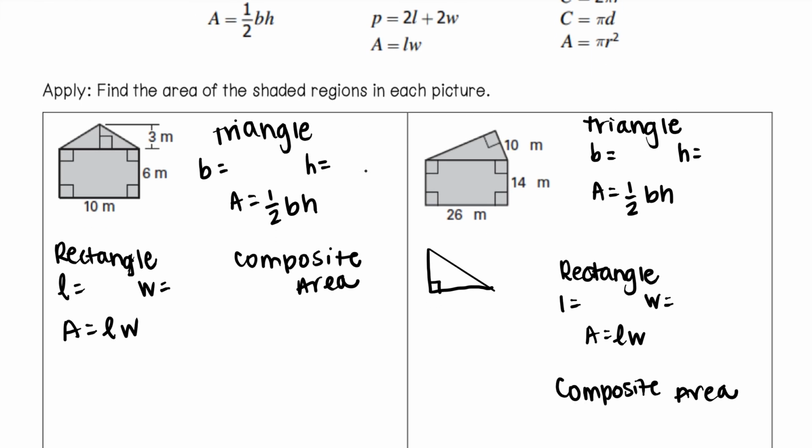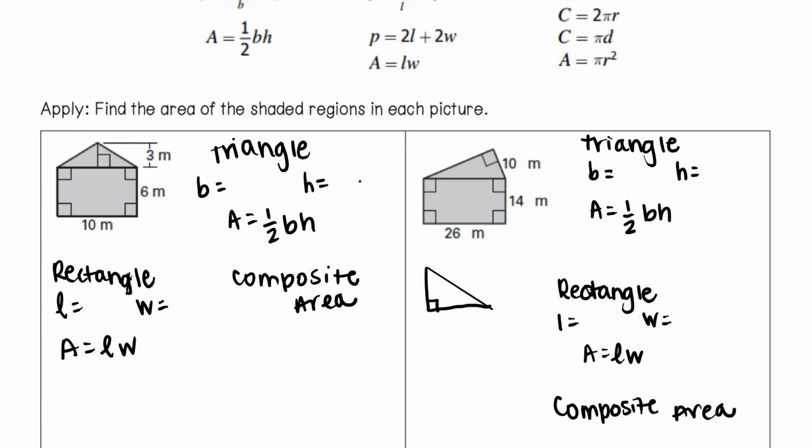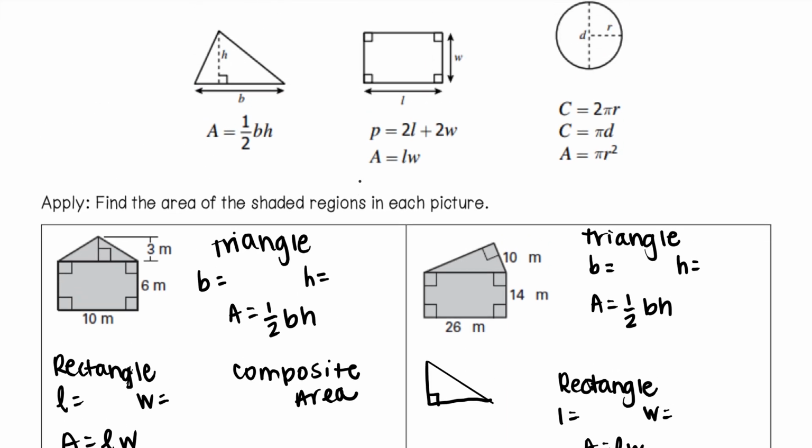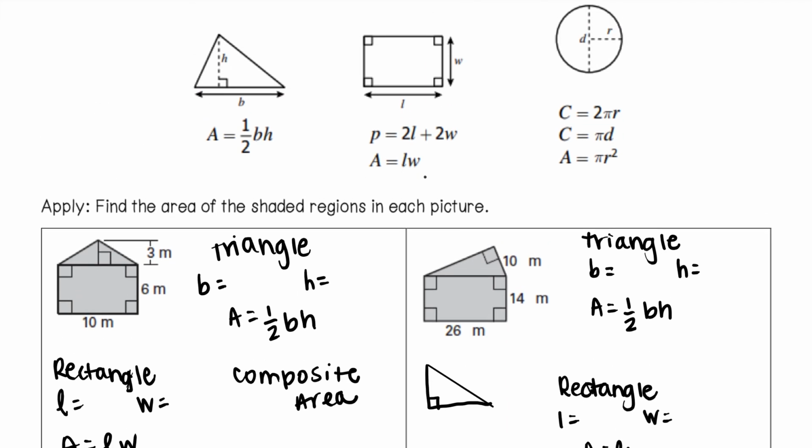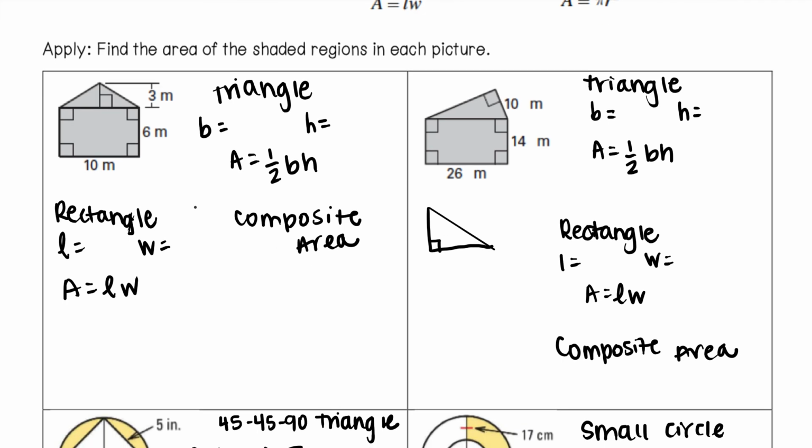So I'm going to start with these two shapes, and you have your formulas above. We've got our area of a triangle is 1/2 base times height. We've got our area of a rectangle is length times width, and an area of a circle is pi r squared. So we'll use those to help us find the whole area of these pictures. So in my first one, I can see I've got a triangle and a rectangle. If I want the composite area, I want all of that shaded region, I need to first find the area of the triangle, the area of the rectangle, and put them together.